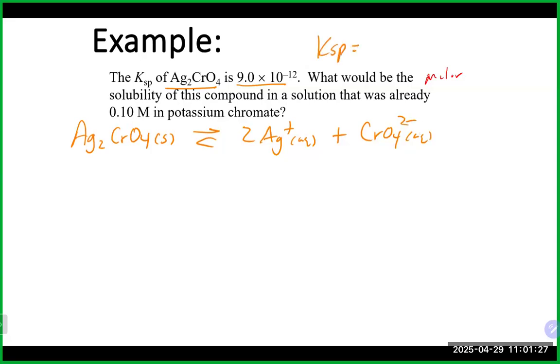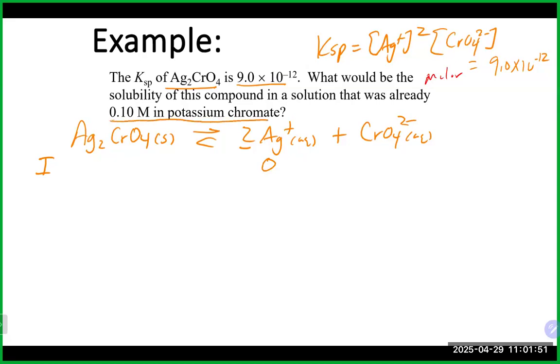Our Ksp expression in this case would be the silver concentration. We do again need to square it because of the coefficient, and our chromate in this particular case. And obviously that equals, we got there, 9 times 10 to the minus 12. All right, so initially here, we're going to have 0 for our silver. This is, though, in a solution of potassium chromate, and potassium chromate is K2CrO4, and that is a salt because potassium is soluble in everything. That will break apart into 2 potassiums and a chromate. And since it is a 1-to-1 relationship between these two, the concentration is basically the same here. So this will give us our 0.1 molar.